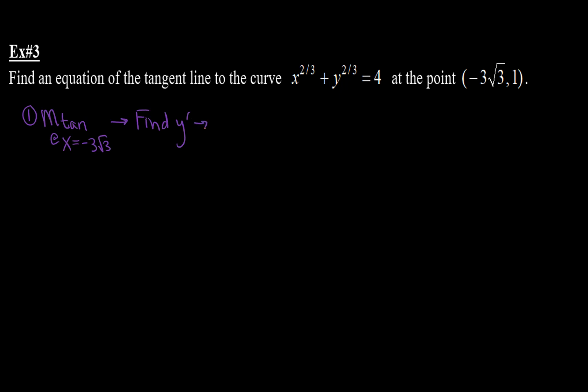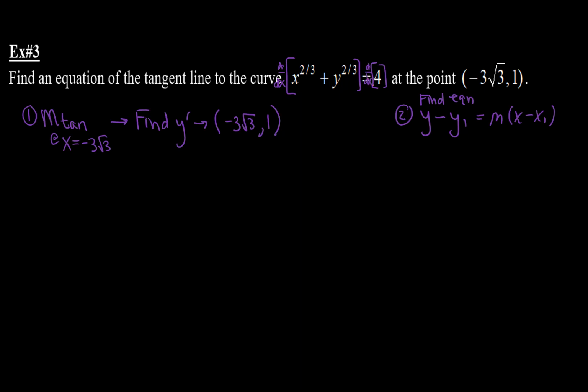And then because it's implicit, I'm going to plug in the point because I'm going to have y's and I'm going to have x's in it. And that's going to give me the slope of the tangent. So let's do that. And after that, I'm going to find the equation, and I'm going to use y minus y1 equals m times x minus x1. All right, so we're going to take the derivative of both sides. I'm going to take the derivative of the left side and the derivative of the right side.